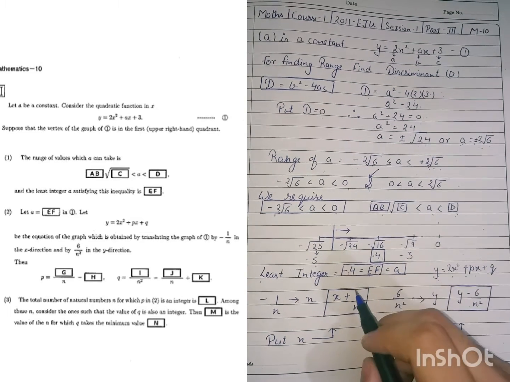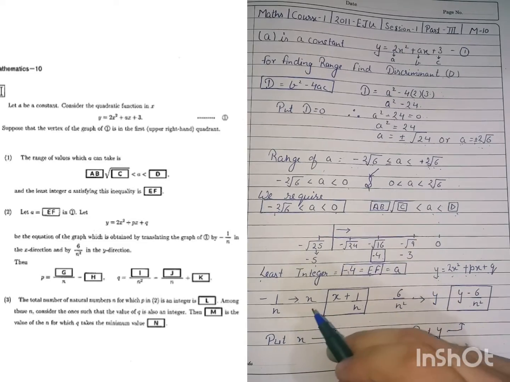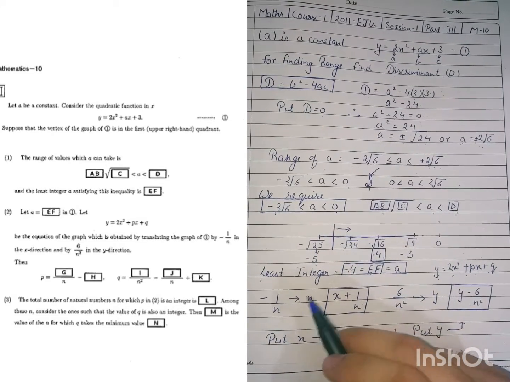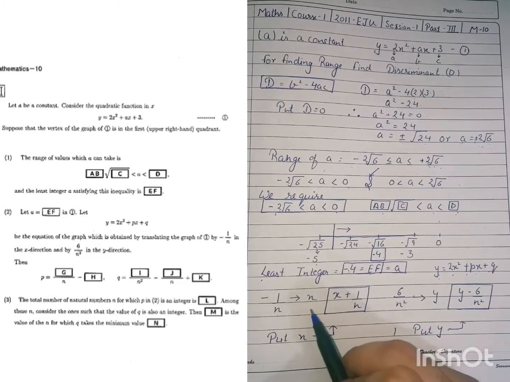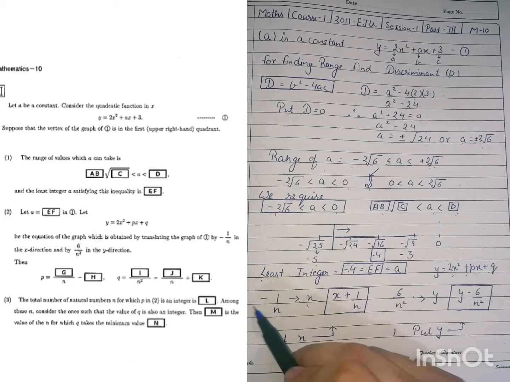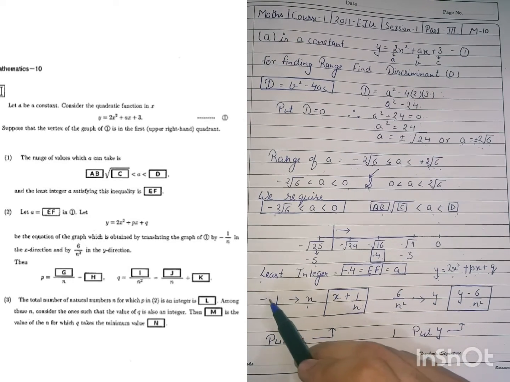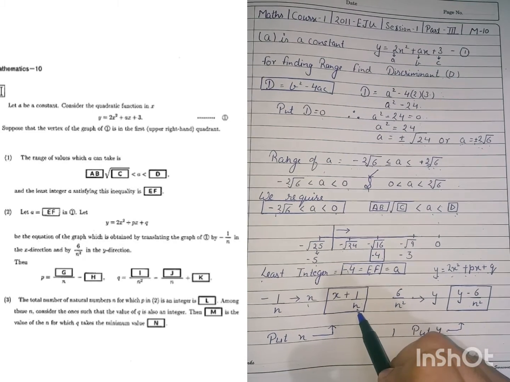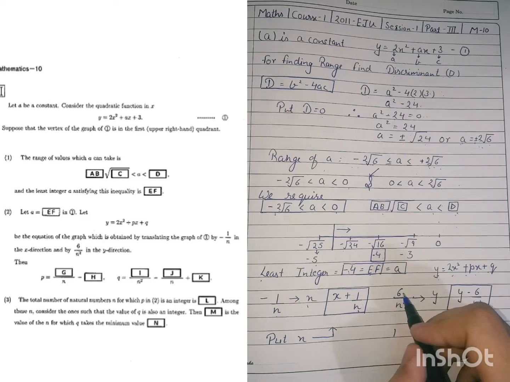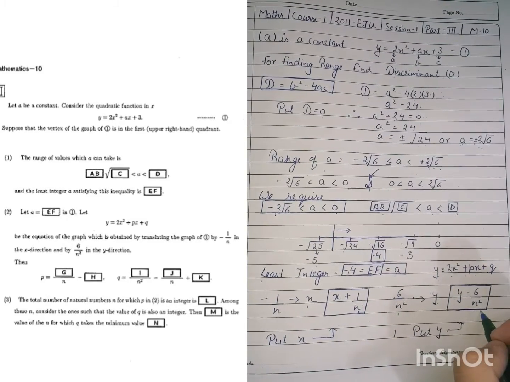Now we need the equation of the graph which is obtained by translating the graph. This is the most important step of this question. How we have to translate the graph is -1 by n in the direction of x. So -1 by n will go in the rightward direction, and x plus 1 by n. In the direction of y it will become minus 6 by n square.